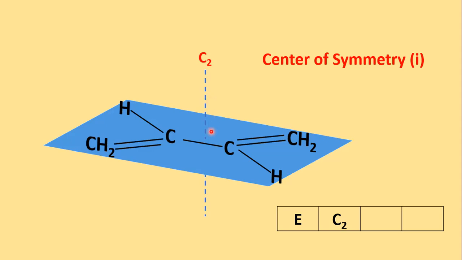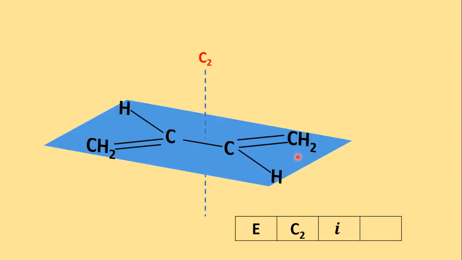Next we come to the center of symmetry. This is the imaginary center. If we draw a line in one direction, you get hydrogen atom. If we draw a line in opposite direction, you get hydrogen atom again. If we draw in one direction, you find the CH2 group, and in the opposite direction, if you draw a line of the same distance, once again you find the CH2 group, and so center of symmetry i is present.